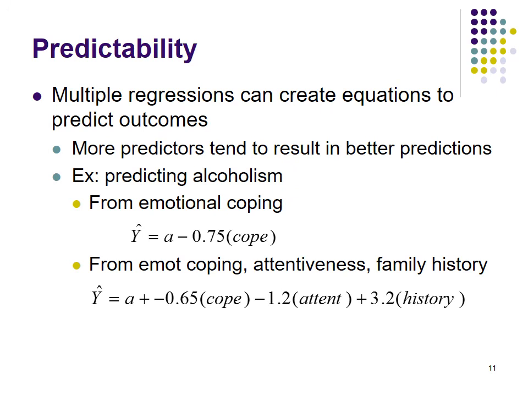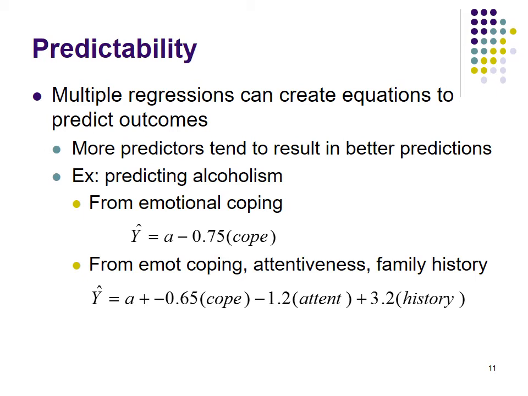So again, predictability, multiple regression can create equations to predict outcomes. More predictors tend to result in better predictions. So for example, if all we're doing to predict alcoholism is emotional coping, it's probably not going to be quite as good as predicting alcoholism from emotional coping, attentiveness, and family history.